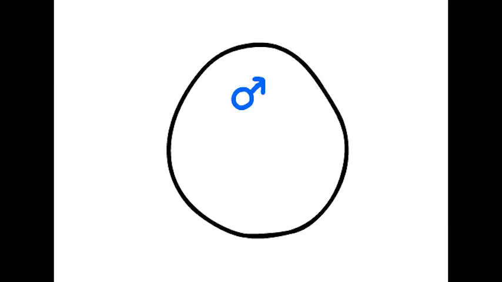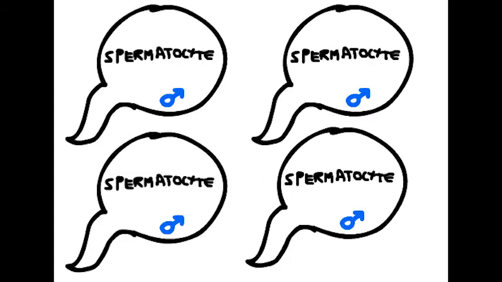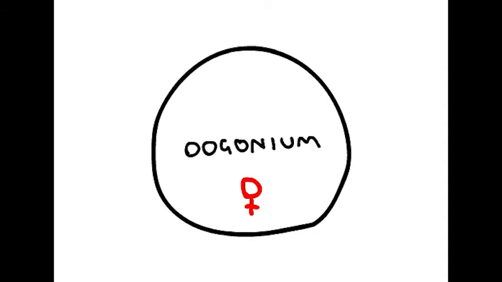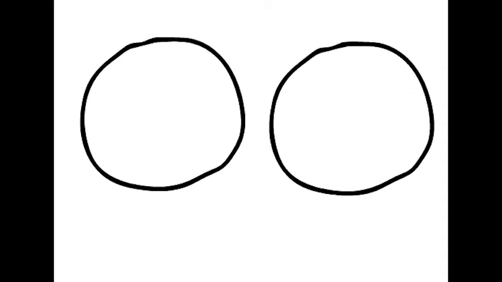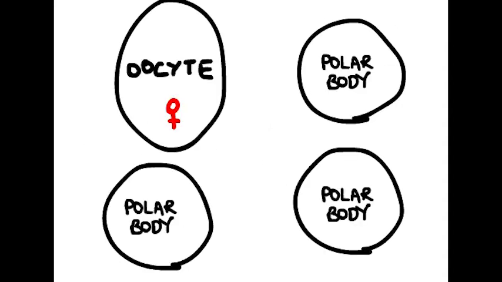It's important to note that meiosis occurs differently in male and female organisms. Male germline cells are called spermatogonia and undergo the process of spermatogenesis to create spermatocytes. Female germline cells are called oogonia and undergo oogenesis to create one gamete called an oocyte and three polar bodies.